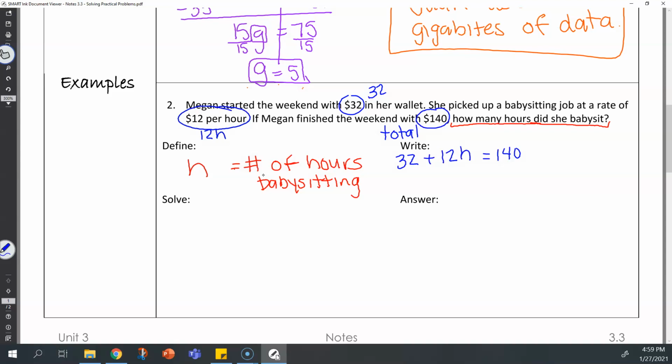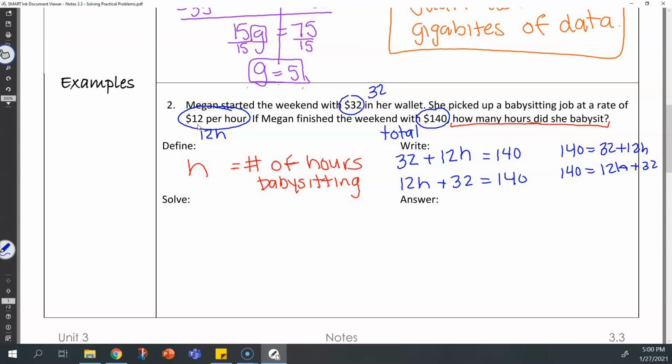hours she worked. Okay. Now remember that you may see this equation represented in a couple of different ways. So if you have one of the following, your equation is still right. So you could also have 12H plus 32 equals 140. You can have 140 equals 32 plus 12H, or 140 equals 12H plus 32. Any of those is correct as long as your total is by itself. H is being multiplied by 12 because that's what the question tells me. And at some point, I'm adding in the 32, okay?